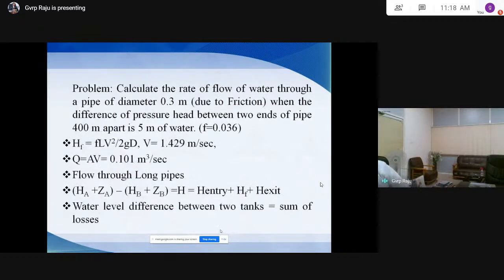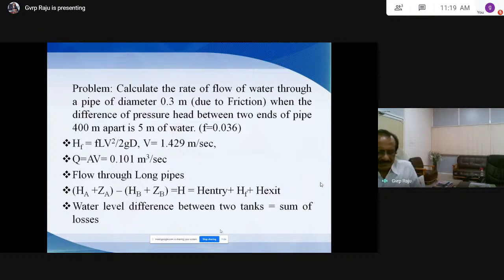Next problem. Calculate the rate of flow of water through a pipe of diameter 0.3 meters due to friction, when the difference of pressure head between the two ends of the pipe is 4 meters and which are 400 meters apart. He has given f also, 0.036.